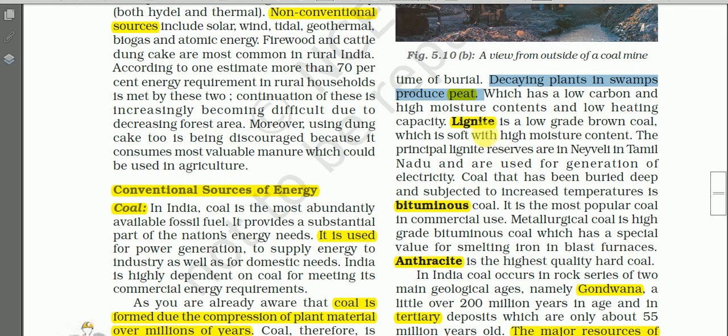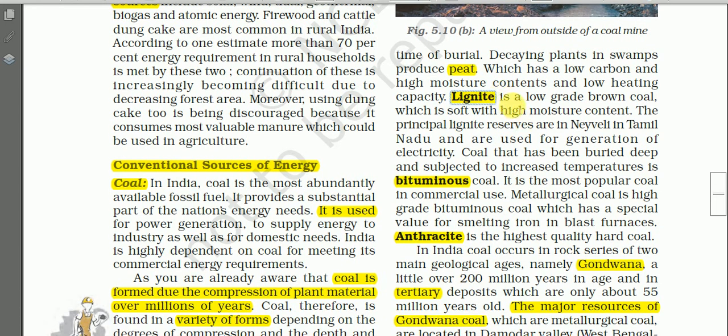Next we have another type of coal, that is lignite. So lignite is a low grade brown coal which is soft with high moisture content. That is, the color of the lignite is brown. And in lignite the carbon content is between 40 to 50%. It also contains a lot of moisture, it also produces smoke, and it gives lots of ash when it burns.